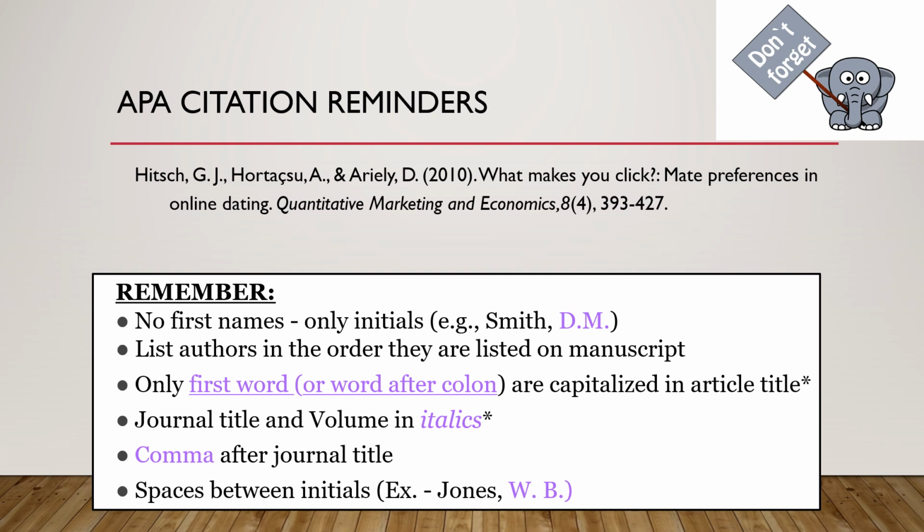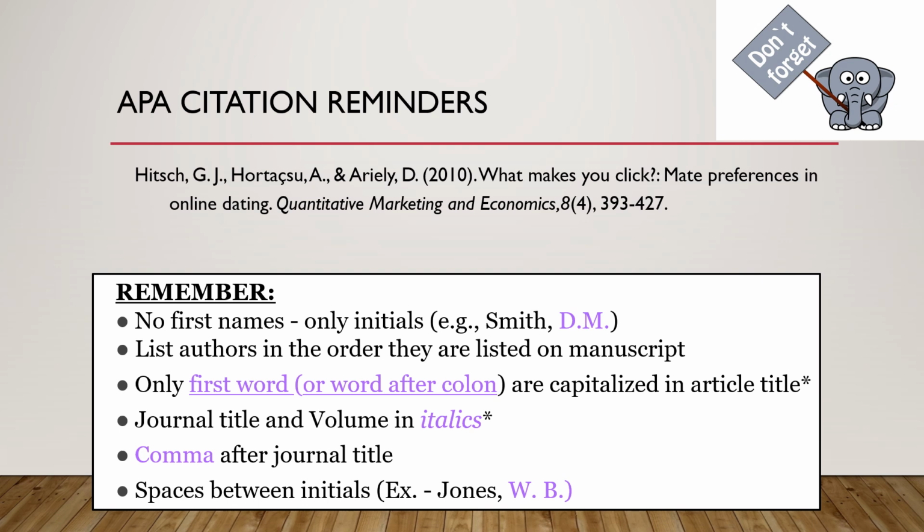You start with the last names and first initials of all of the authors in author order. You then follow it with the year, then the title of the article in sentence case, so only capitalizing the first letter of the first word. You then have the journal name in italics, capitalizing the first letter of each word, followed by the volume, maybe an issue number, and then the page numbers.